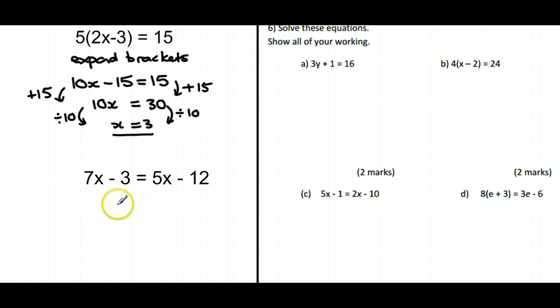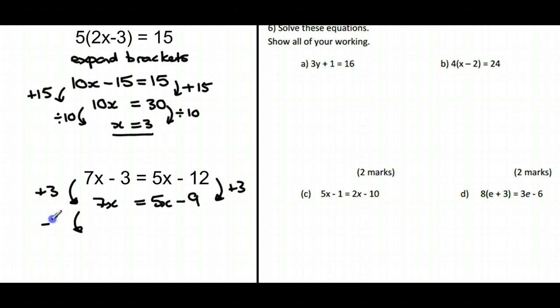For the unknowns on both sides, we need to try and get all the letters on one side, the numbers on the other. There's two options to get you started. Well, there's several options to get you started. There are two I'd encourage you to consider, which is either adding on 3 to both sides or taking away 5x from both sides. I'm going to start by adding on 3. So we'll have 7x, the minus 3 has been cancelled out by the plus 3, the 5x stays as it is, and then if we've got minus 12 and we add on 3, you end up with minus 9.